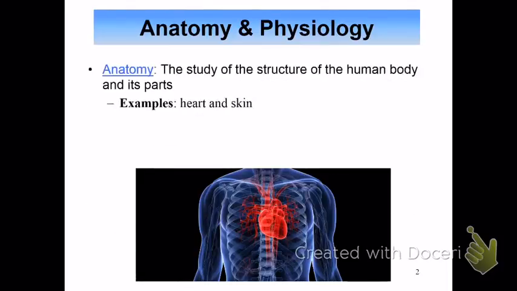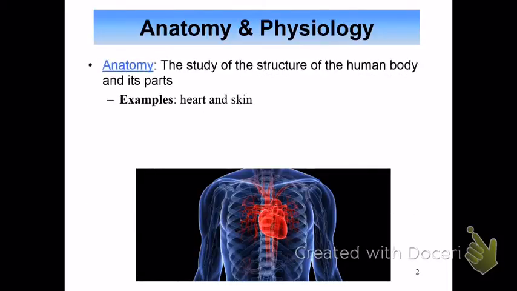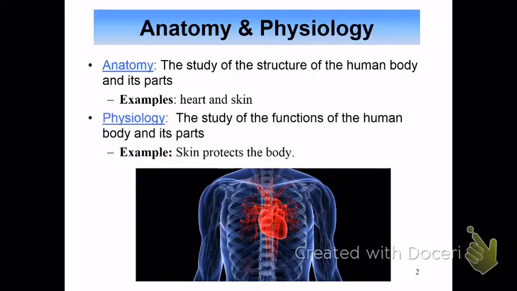Okay, the first thing we're going to talk about is anatomy and physiology. Go figure, that's the name of the class, right? Okay, so anatomy is the study of the structure, while physiology is the study of the function. So the structure of my heart is that it has 4 chambers. The function or the physiology of my heart is that it pumps blood to my whole body.